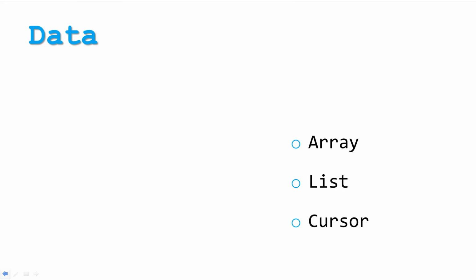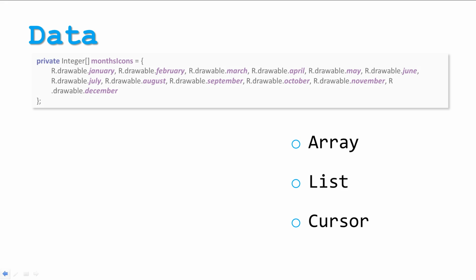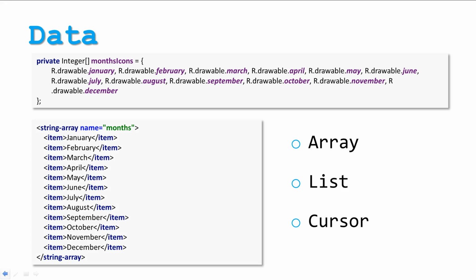To get started, we'll need some data. Data can be defined as an array, some kind of a list, or a database cursor. If using an array, it can be created programmatically or declared in a resource file as an array. You can also create an array with a reference to drawables.